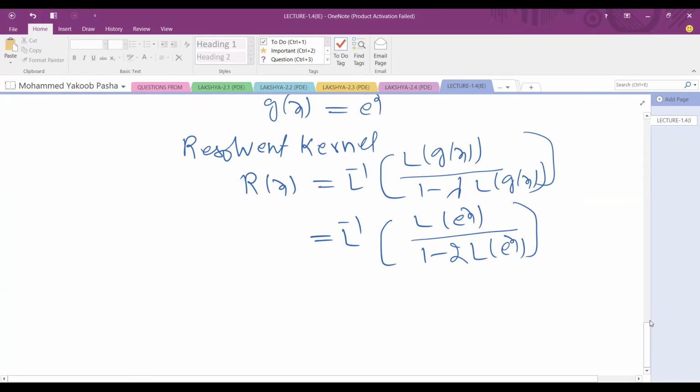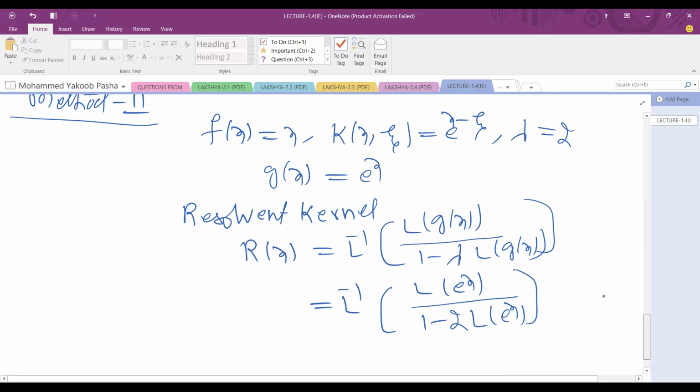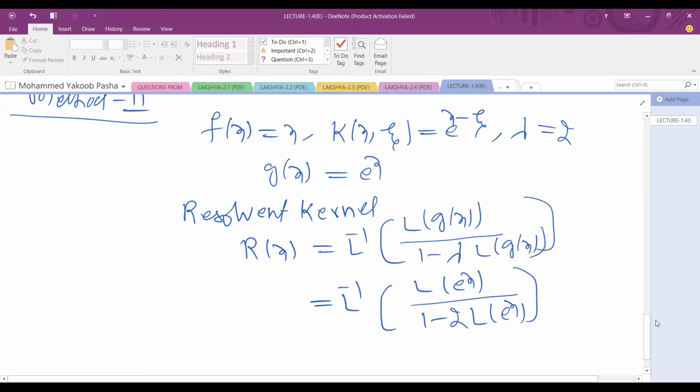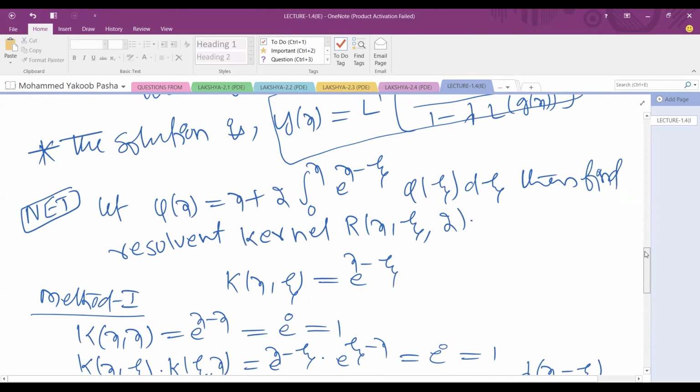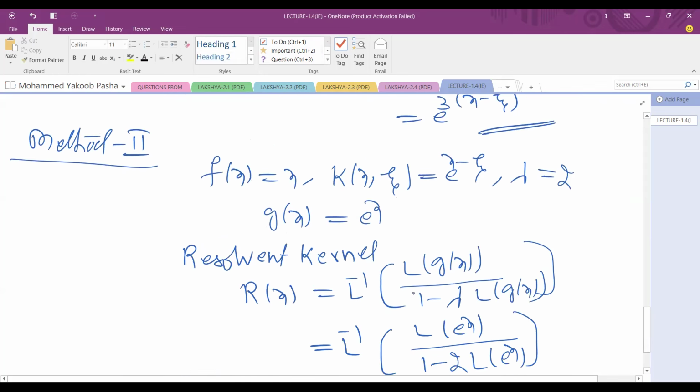Here you can observe, 2 means lambda, the coefficient of the integral. And the coefficient of phi of x here is 1, that is why it is 1 minus. The coefficient of the function on the left side is taken.